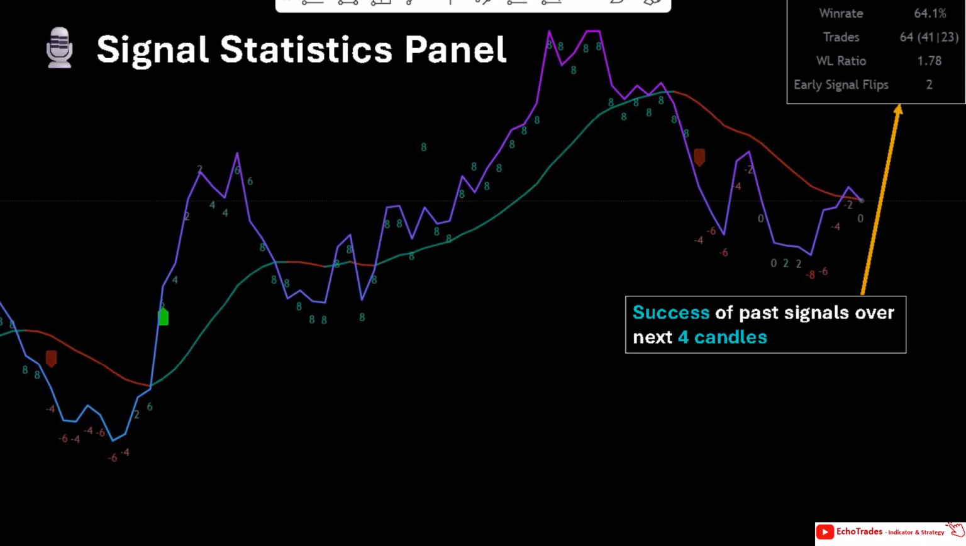And speaking of immediate feedback, the indicator actually gives you some right there on the screen, doesn't it? There's that small table, usually tucked in the corner. The signal statistics panel, what's that showing us, briefly? And why is it useful? Yeah, that little panel. It offers a quick, real-time snapshot of the immediate past performance of the signals. It basically shows you how often previous signals generated profit over, say, the next 4 candles.